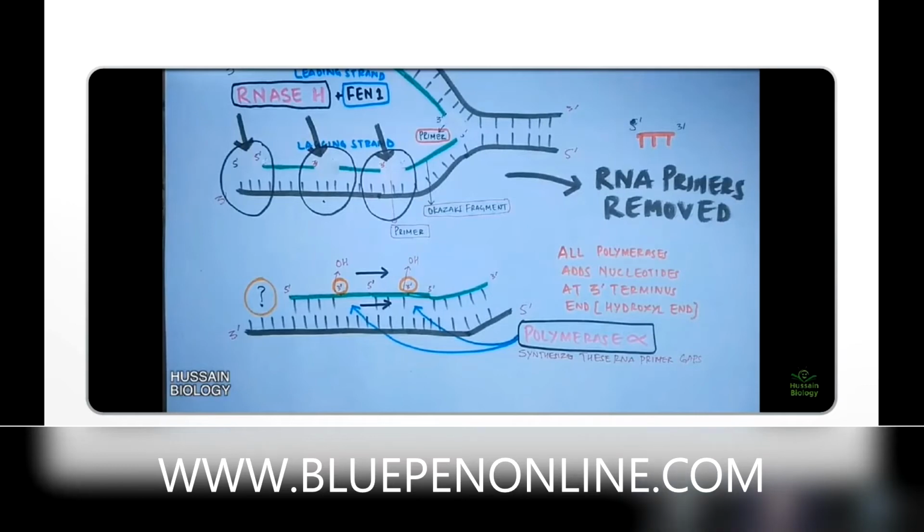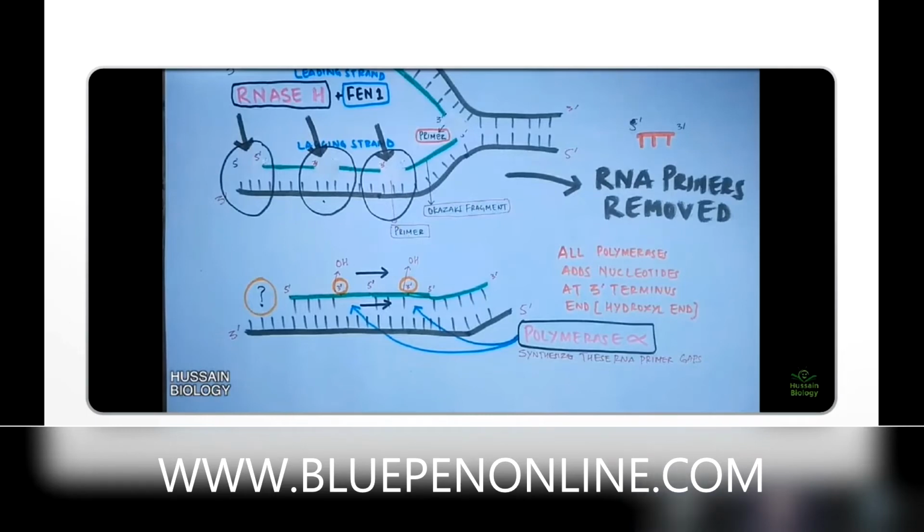So there are 2 strands, leading strand and lagging strand. Now we concentrate on the lagging strand. Then you can see RNase H plus Fen1. 3 arrows are there: 1, 2, 3. What do the 3 arrows indicate? The gaps. Very good. Primer gaps. So first gap, second gap, third gap.